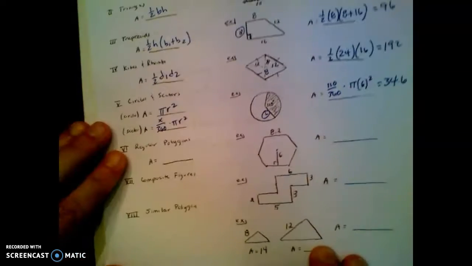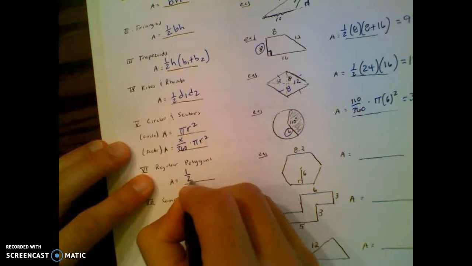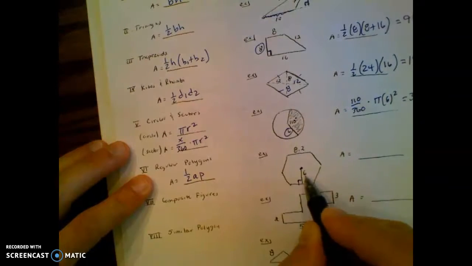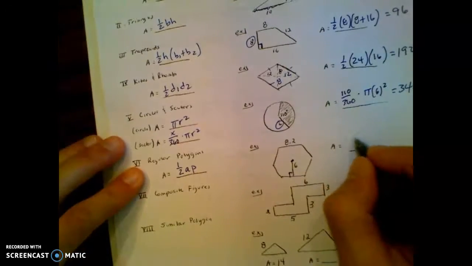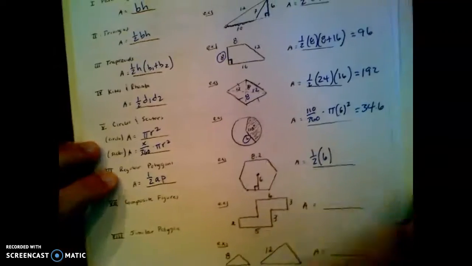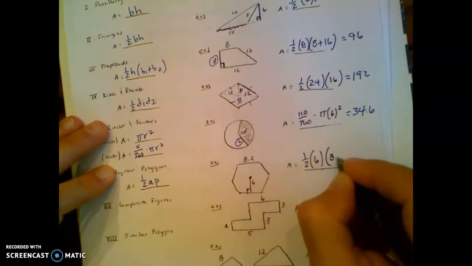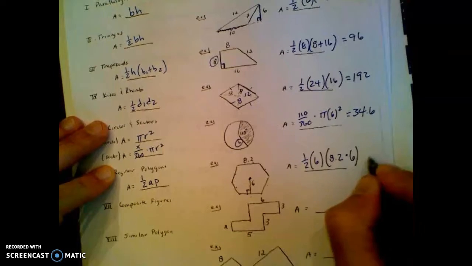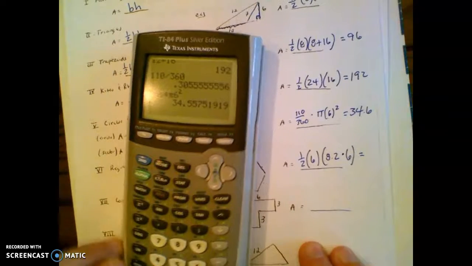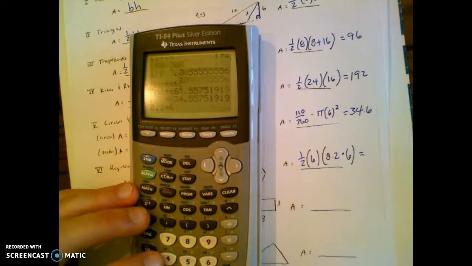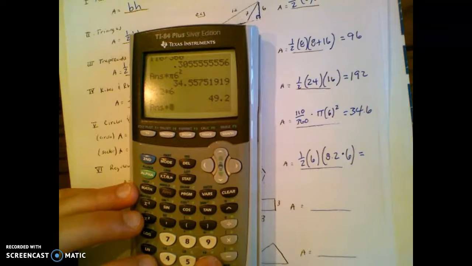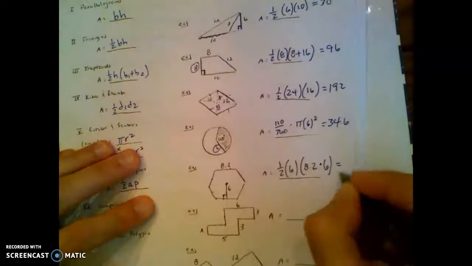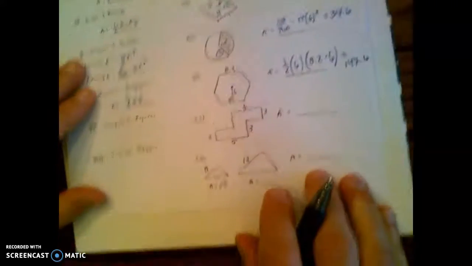Regular polygons, they use the same formula for all of them, and that was 1/2 a times p. A is the apothem, which goes from the center and is perpendicular to a side, so that's my apothem. P is the perimeter. So in this shape, it'd be 1/2 of the apothem 6 times the perimeter, which would be one side is 8.2, and then I have 1, 2, 3, 4, 5, 6 sides of 8.2. So I'd multiply that times 6 to get the perimeter. Plug that all in my calculator. I would do 8.2 times 6, that's my perimeter, times 6 times 0.5, and I end up with 147.6. So 147.6.